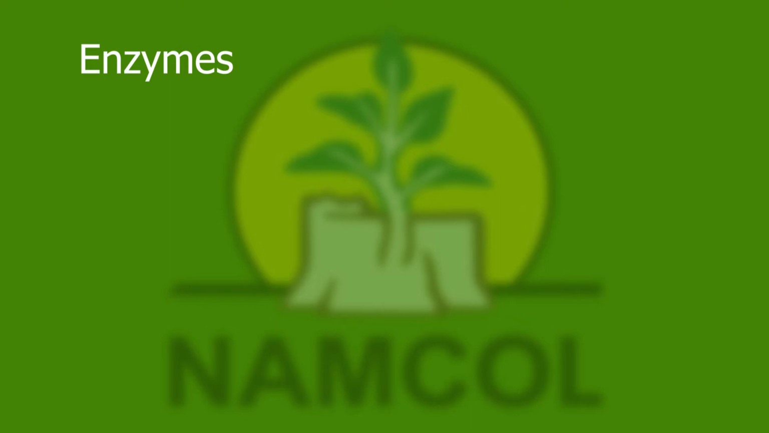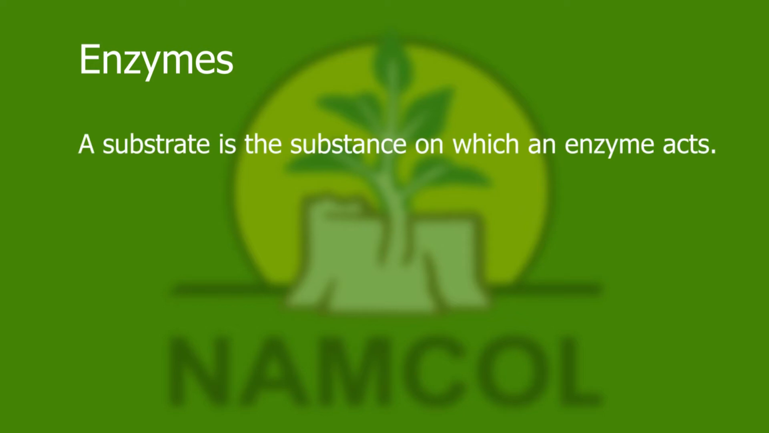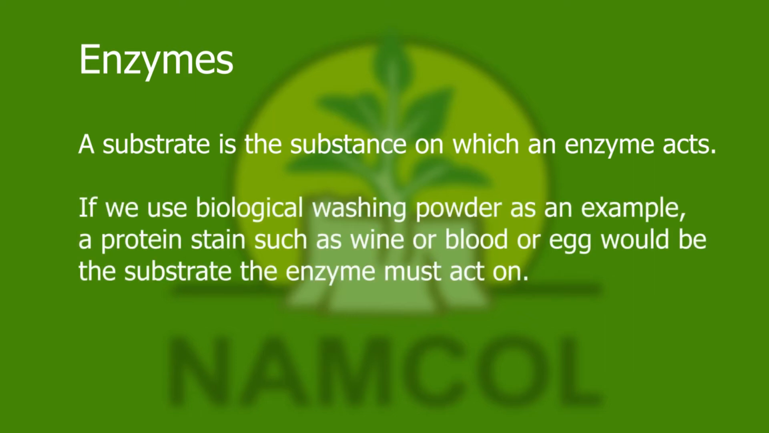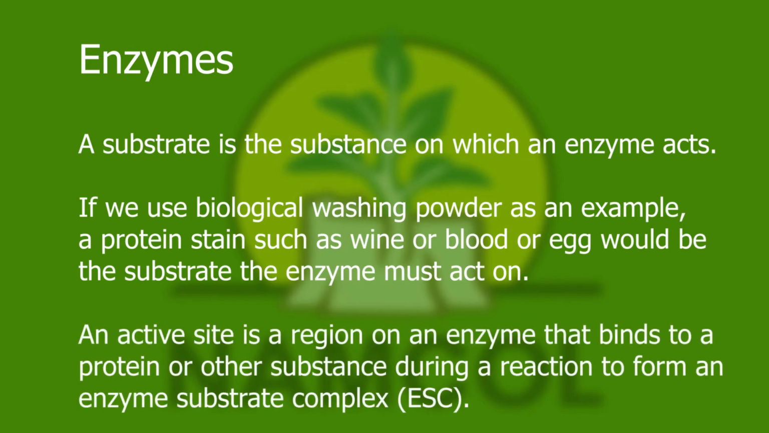To understand the working of enzymes, you must understand the difference between the substrate and the active site. A substrate is the substance on which an enzyme acts. If we use biological washing powder as an example, a protein stain such as wine or blood or egg would be the substrate that the enzyme must act on. An active site is a region on an enzyme that binds to a protein or other substances during a reaction to form an enzyme-substrate complex.